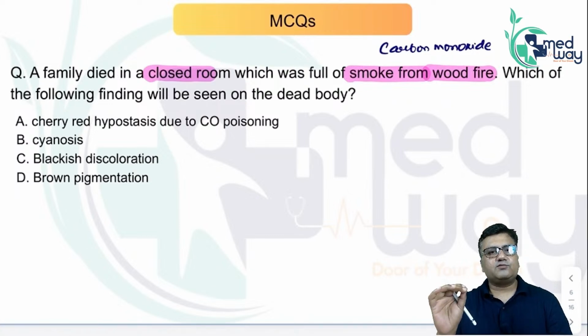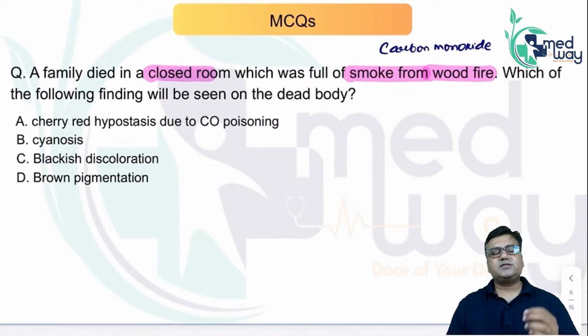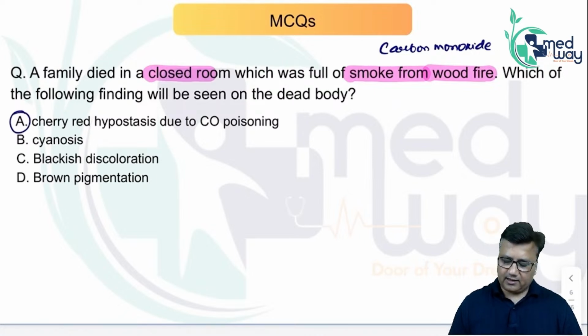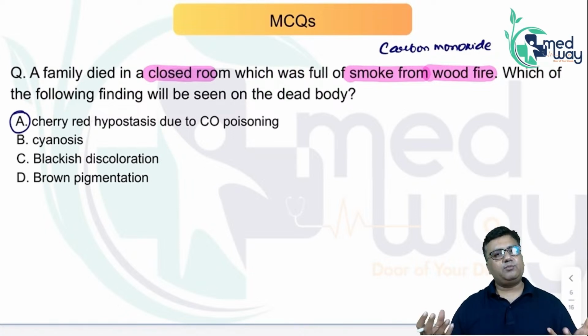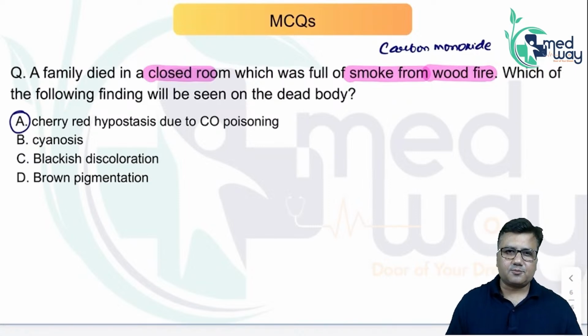The question is, which of the following finding will be seen on the dead body? So what do we see in cases of carbon monoxide poisoning? What is seen in the dead body? The answer is, we see cherry red post-mortem staining. A very simple question.